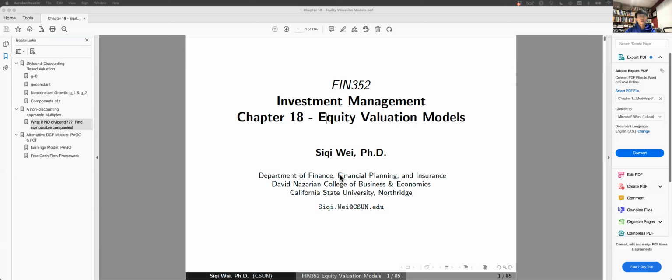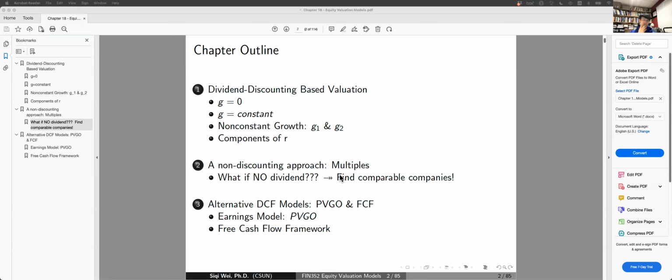Within this chapter, we will primarily talk about three major approaches to establish the value of the equity. One is the dividend discounting based valuation. Basically, we assume firms are paying dividends under a healthy financial condition. In that case, you can think of the firm's value or equity value as the discounted value of future expected dividend payouts.